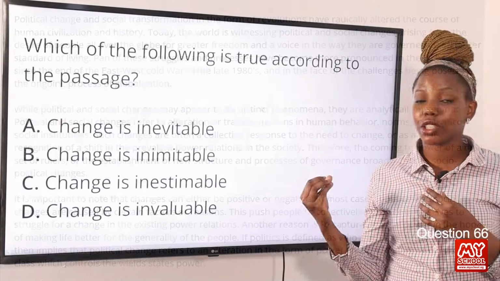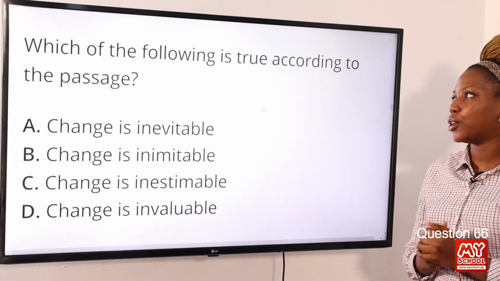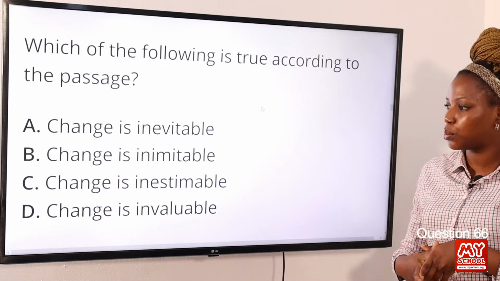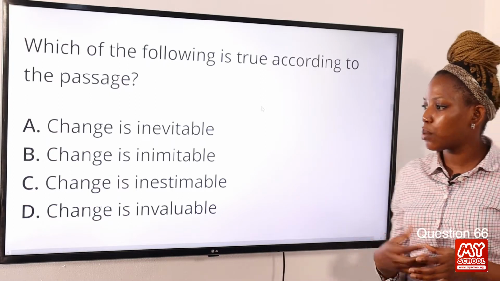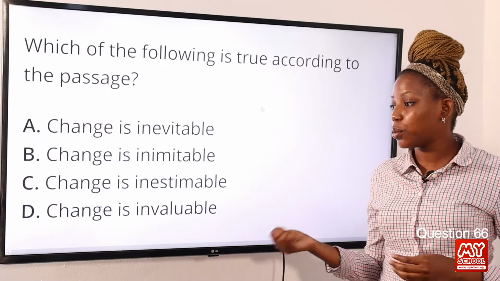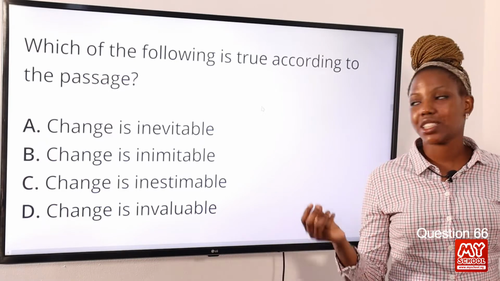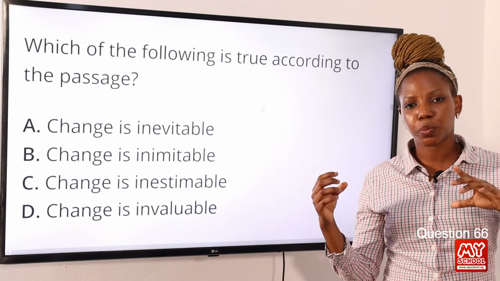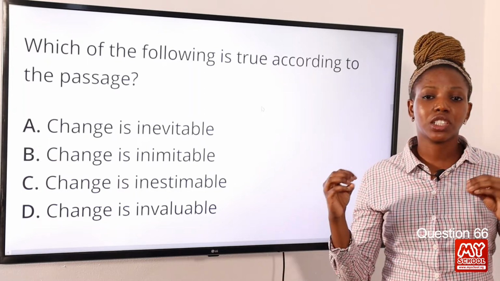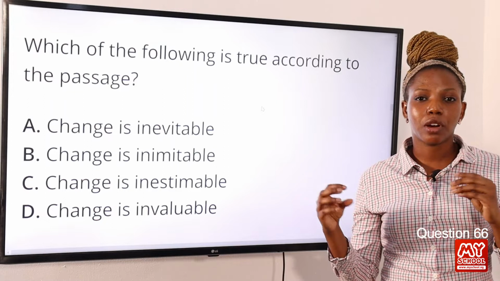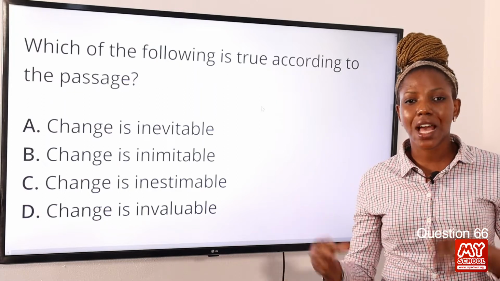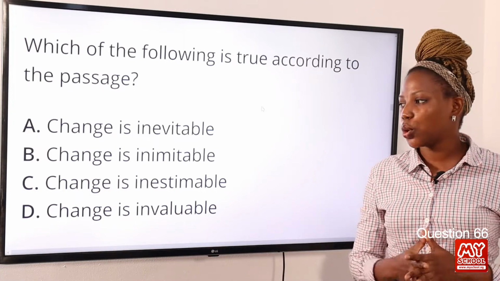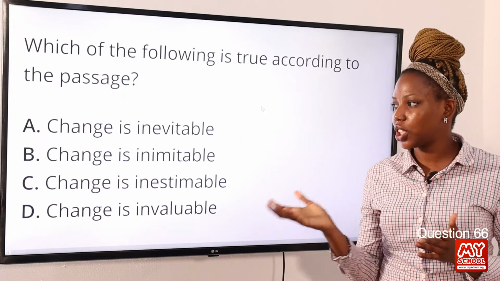Now, moving on to question 66. Which of the following is true according to the passage? Option A, change is inevitable. Option B, change is inimitable. Option C, change is inestimable. Option D, change is invaluable. Now, the answer to this question is change is inevitable. When you read just the first paragraph, you get that change is inevitable. The passage is talking about the political and social transformation and the desire of people to just naturally want a change in politics. So the answer to this question is option A, change is inevitable.